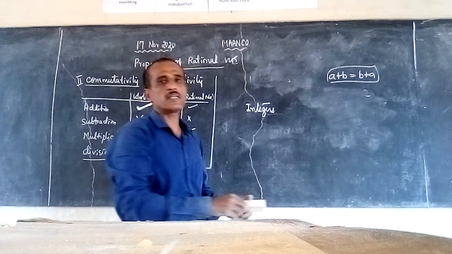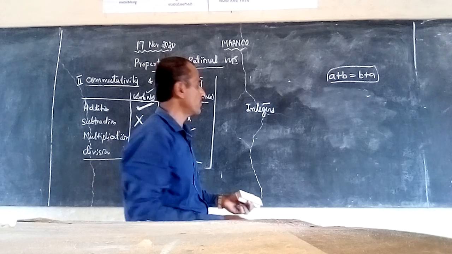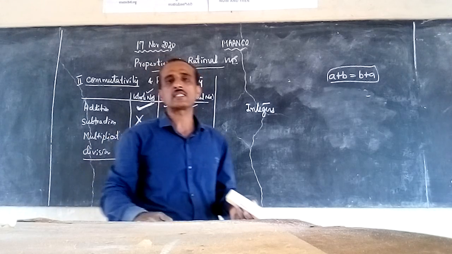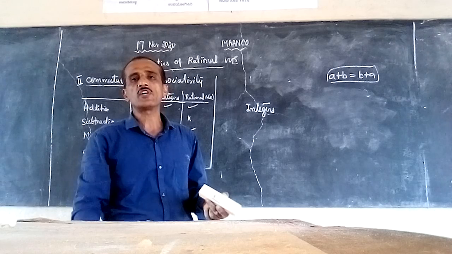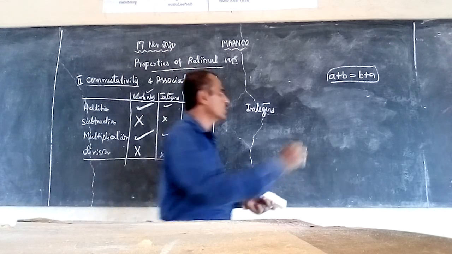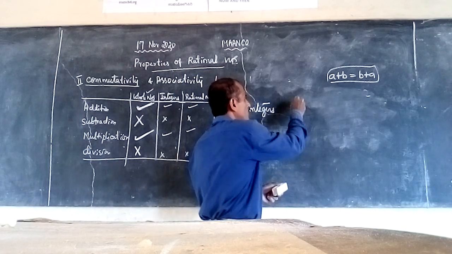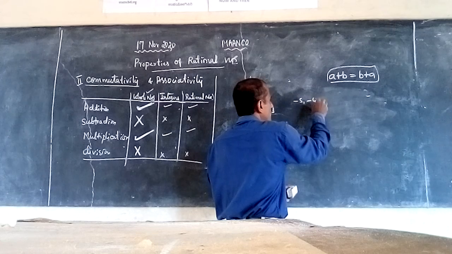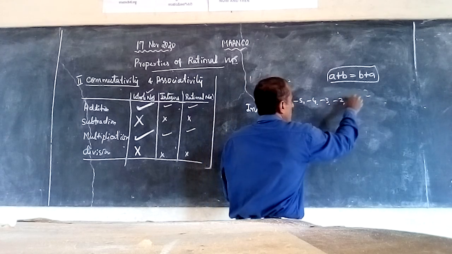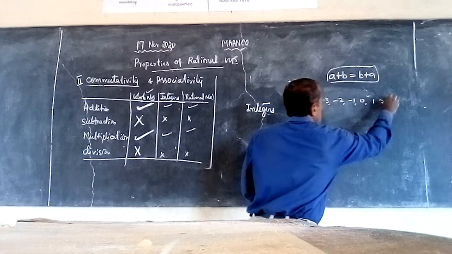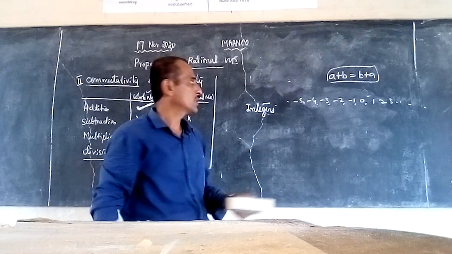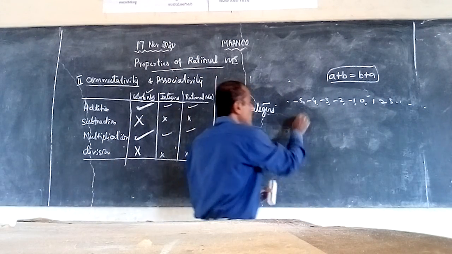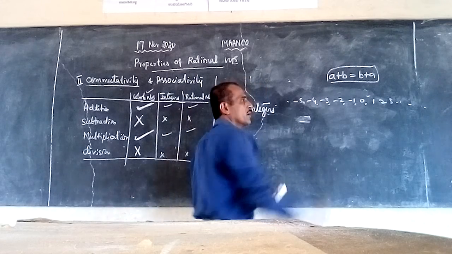Now let us check for integers. What about commutative properties of integers? What are integers? All positive and negative numbers along with 0 are called integers. For example, minus 5, minus 4, minus 3, minus 2, minus 1, 0, 1, 2, 3, 4, like that. This side and that side continue. So, whether a plus b is equal to b plus a, whether it is correct.